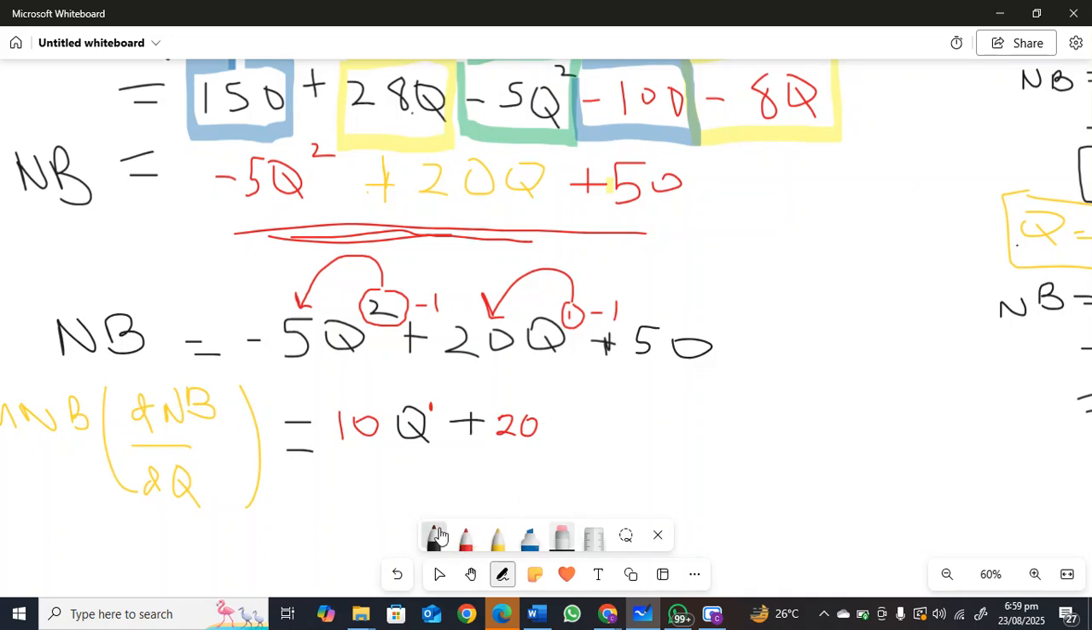Then any number that doesn't have a letter disappears. You cannot derive it, so the number disappears. So this is our marginal net benefit equation: 10 plus 20q.